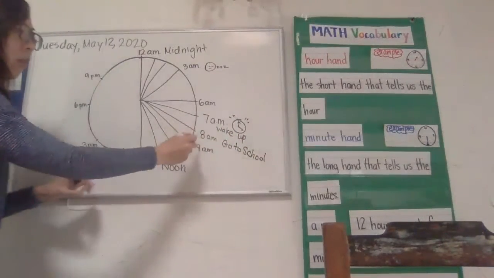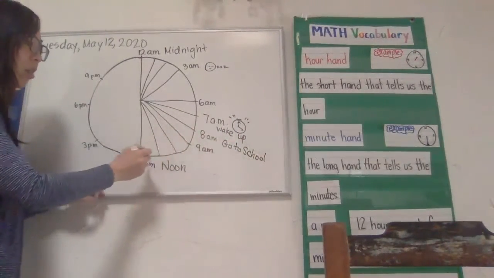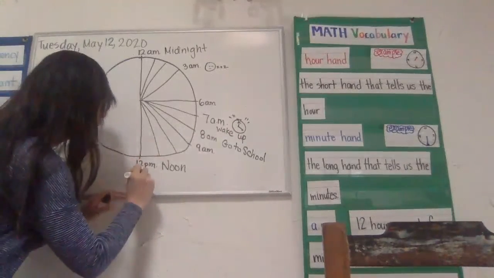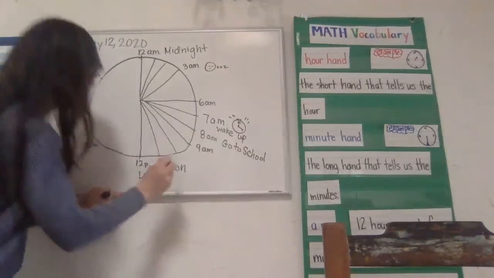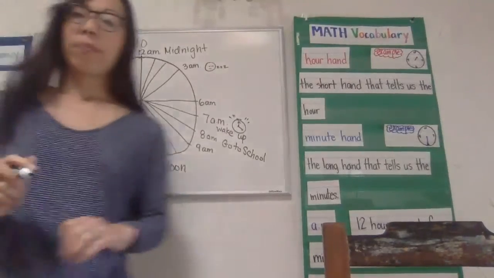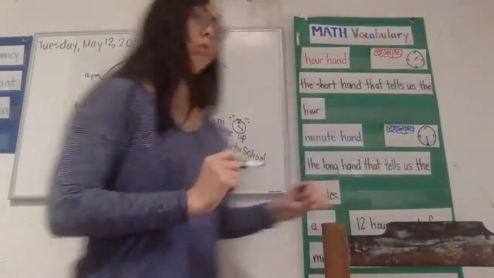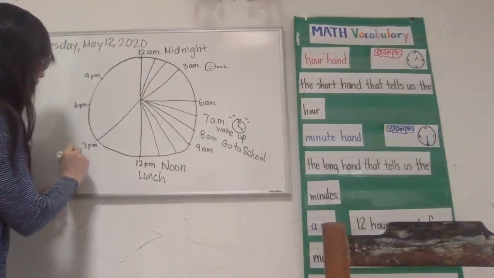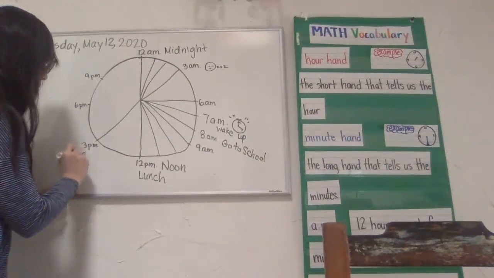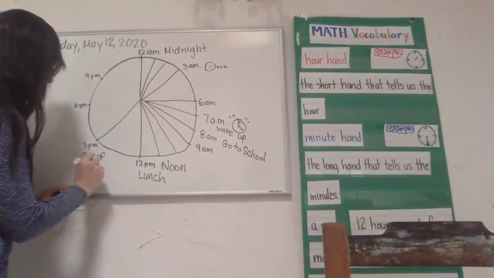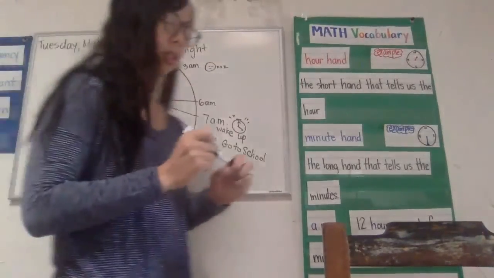Now let's keep on going. 9 a.m., 10 a.m., 11 a.m., 12 p.m. is noon, when we would maybe have some lunch. 3 p.m. is about when we get out of school. So we would be done with school right here. Out of school.